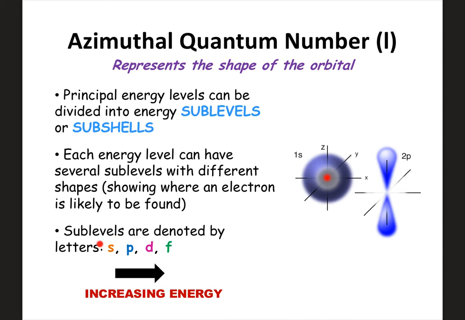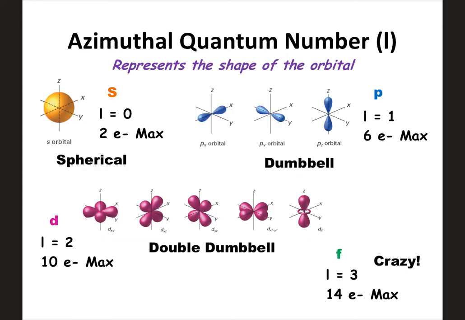And the letters we use are S, P, D, and F. So anytime you see us talking about S, P, D, or F, we are talking about sublevels. These are areas inside the energy levels where you're likely to find electrons. As you go from S to P to D to F, you're getting more and more energy. So S would be the lowest in energy, and F would be the highest energy sublevel. So anytime you hear azimuthal quantum number, you want to think about these sublevels and these letters S, P, D, or F. Each of these sublevels has specific characteristics about them that you do need to know.